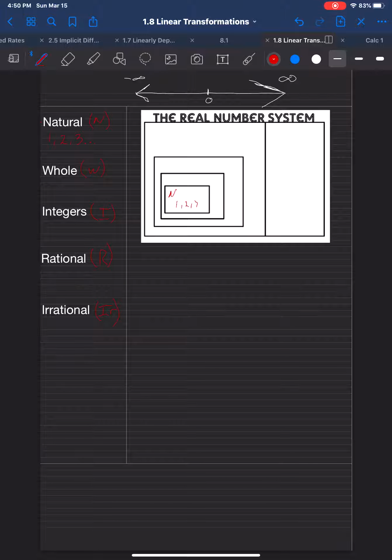So natural numbers are just your counting numbers. 1, 2, 3, ad infinitum. We're then going to add the number 0 to our set. So now we have 0, 1, 2, 3. And when we do, we have a new term, which we're going to label W for the whole numbers. So just notice that we have a set within a set, right? The natural numbers are a subset of the whole numbers.